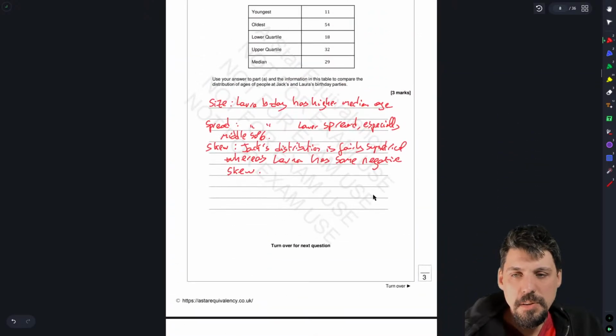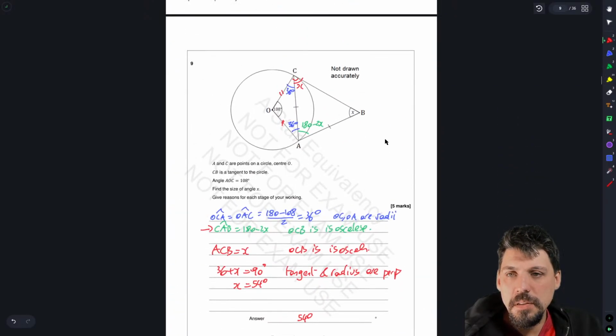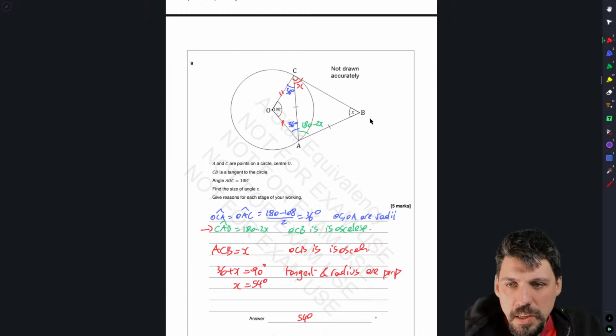I guarantee you this is the bit where I'm going to lose a couple of marks. So 108, 36 and 36 is 72, so that's 180. C to B is a tangent, and that's it, but these are that. So that's x, that's 36.